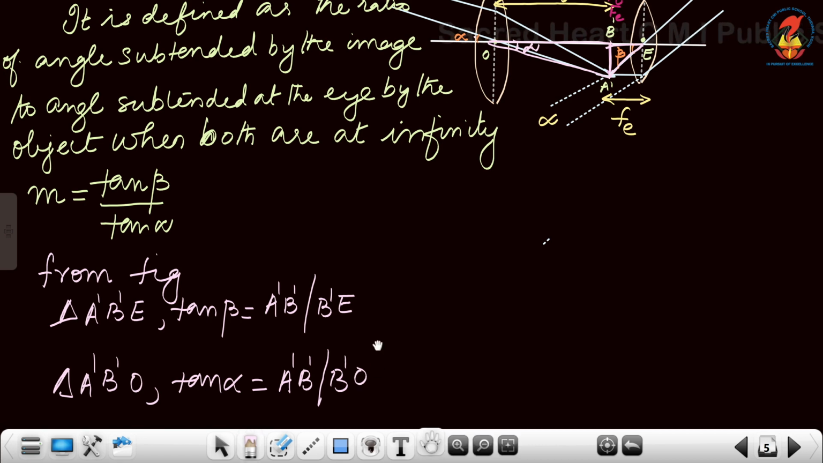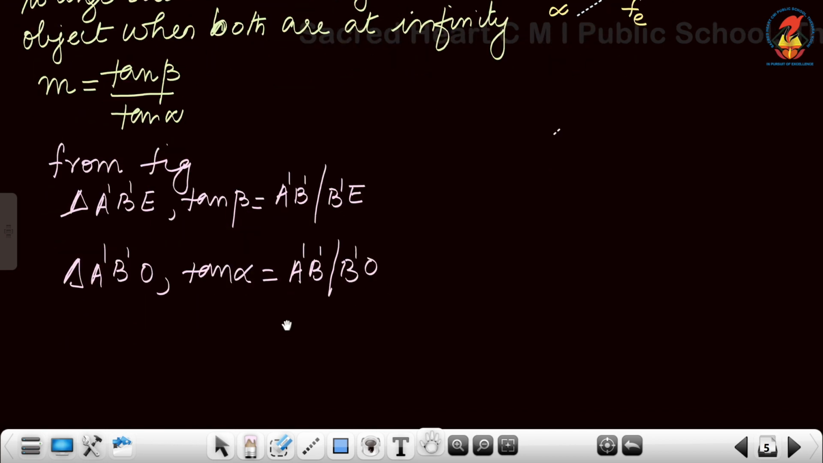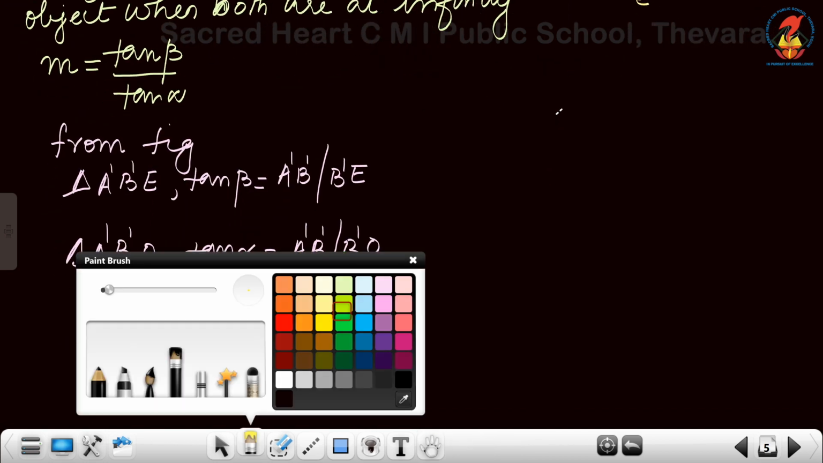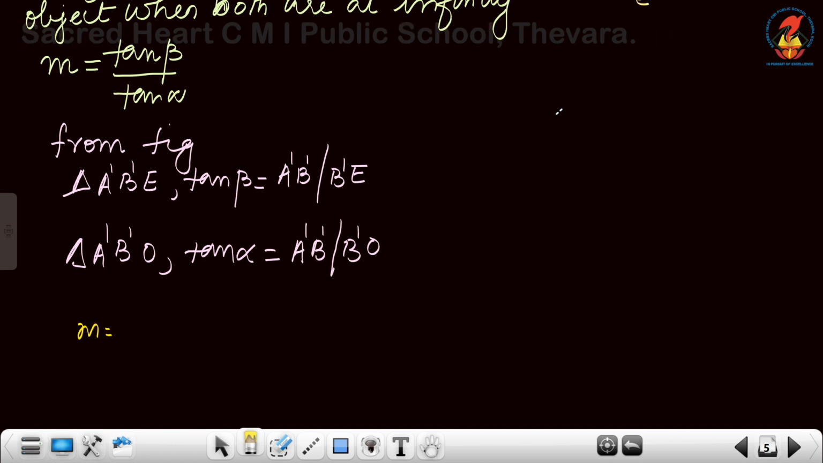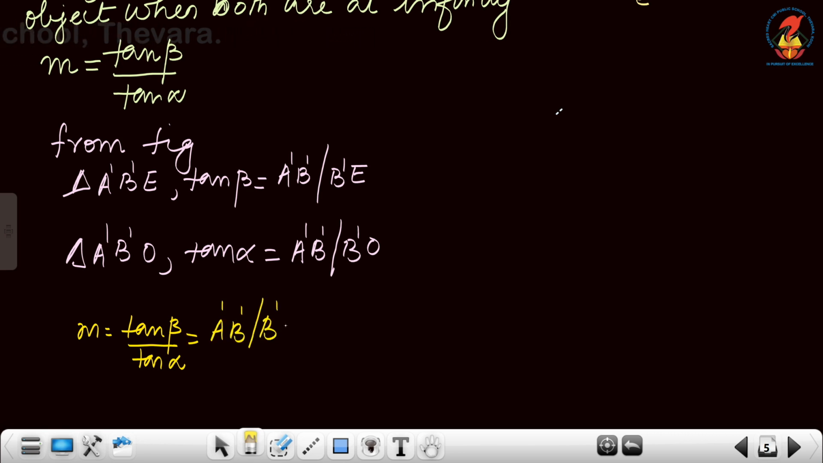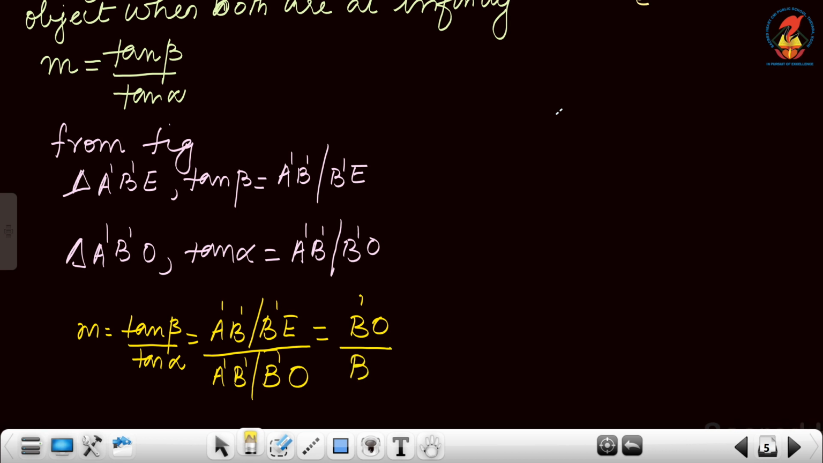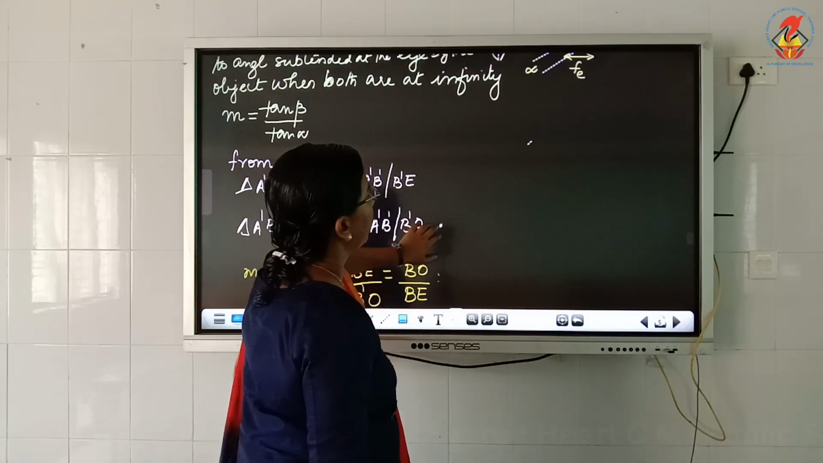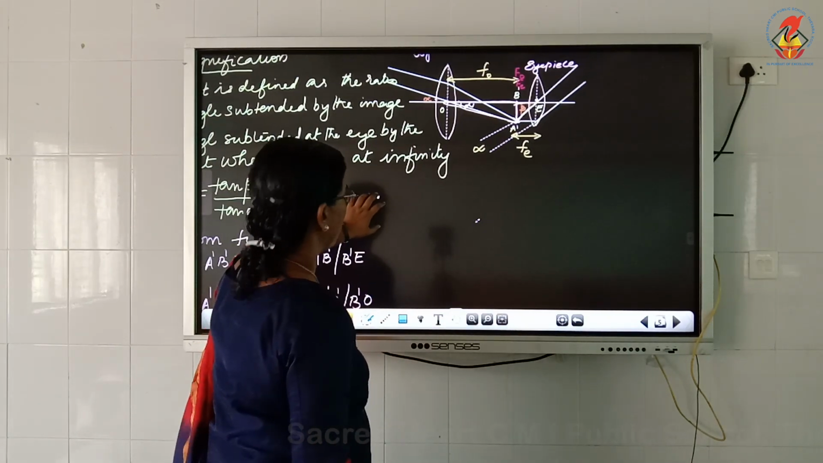Therefore, magnification M is equal to tan beta by tan alpha, which is equal to A dash B dash divided by B dash E, divided by A dash B dash divided by B dash O, which is equal to B dash O divided by B dash E. So what is the next step? From the figure we have to find out what is B dash O and what is B dash E.